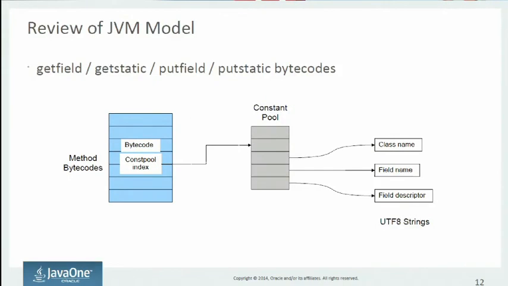Similarly, there's 4 field access bytecodes: get field, get static, put field, and put static. And these work in a very similar manner. We have a stream of bytecodes over here on the left that we're executing through. We hit one of these bytecodes. It's followed by a 16-bit index into the constant pool. We go through the constant pool a couple of times. There's some internal references. And we end up with 3 strings over on the right: the class name, the field we're about to access, and the field descriptor, which you're probably all familiar with, is a string representation of the type of that field.